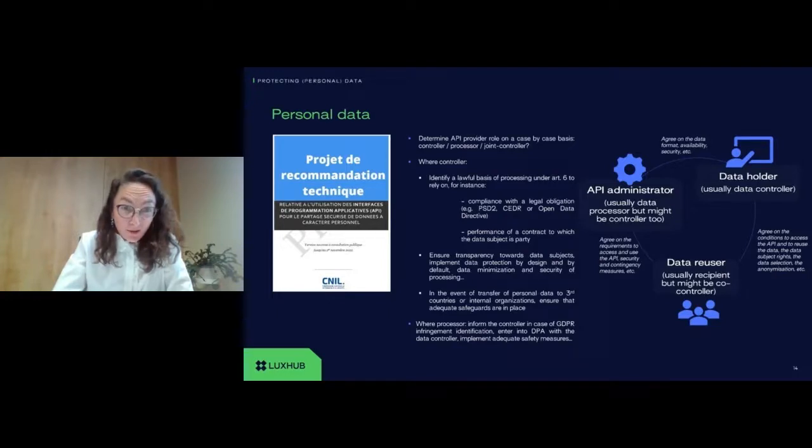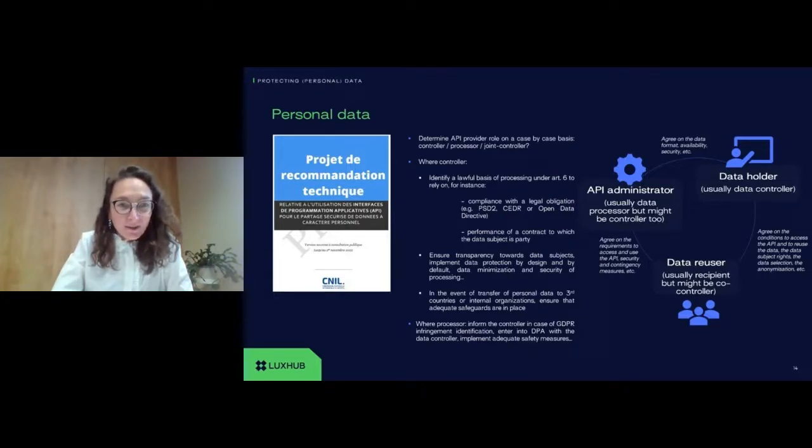The French Data Protection Authority is currently looking into setting up a technical recommendation for APIs, on what to consider from a data protection perspective when you set up an API. And that's very interesting. If you are keen to read it, unfortunately, to my knowledge, it's only in French. But you can answer this consultation that is open until the 1st of November. So you should read it if you can read French or have a translator, and eventually address your comments.